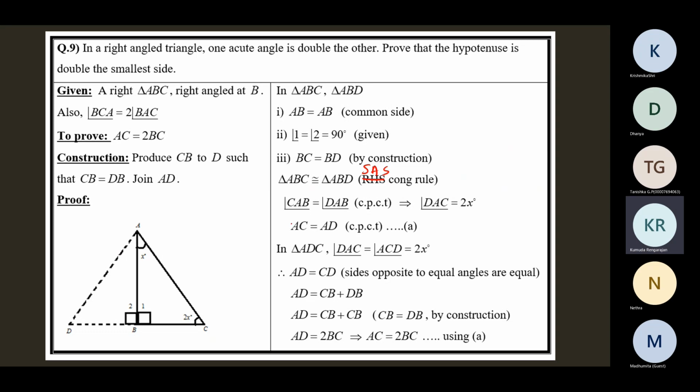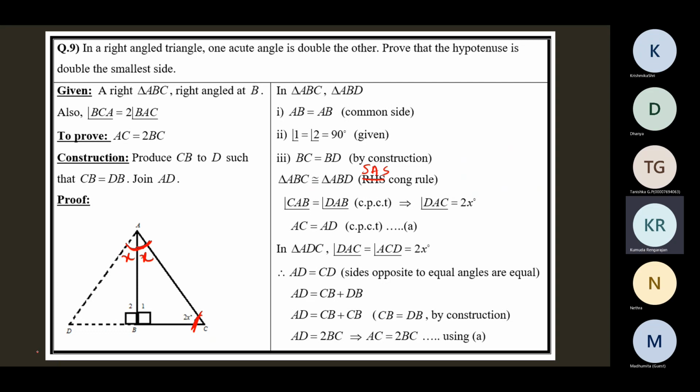So by CPCT, angle CAB is equal to angle DAB. That means if this is X, this is also X. So this whole angle is 2X. See, we have 2X here, no? We want to get 2X somewhere else also. That's the idea. Why, you will understand further. Somehow we want to get another angle also as 2X.